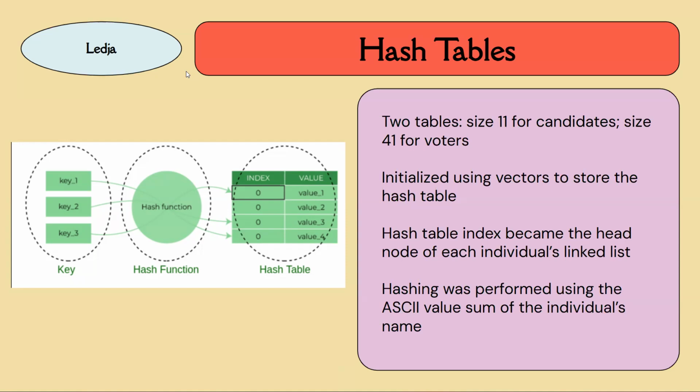And then we initialized it by using vectors to store the hash tables. The hash tables index then became the head nodes of each individual's linked list. And lastly, the hashing was performed using the ASCII value sum of the individual's name.